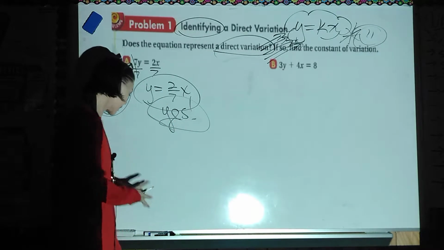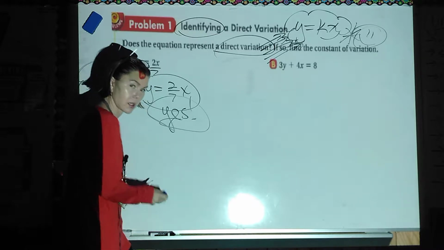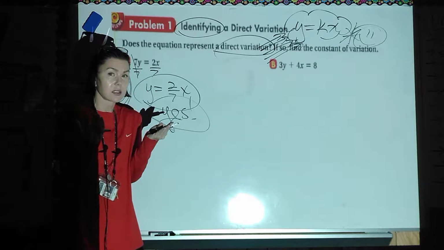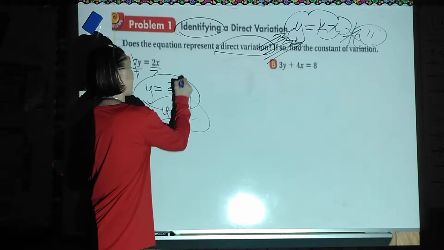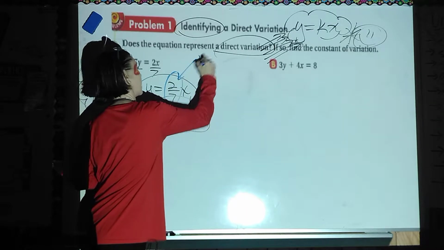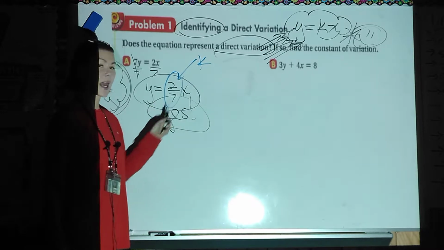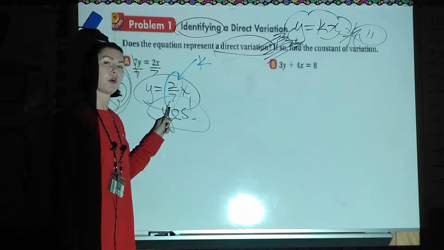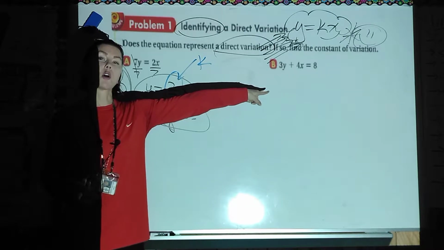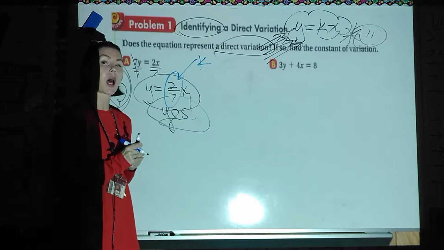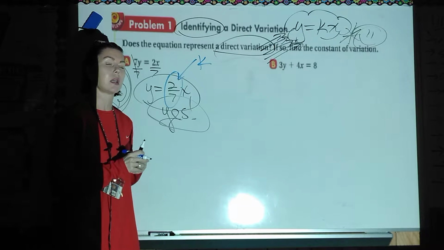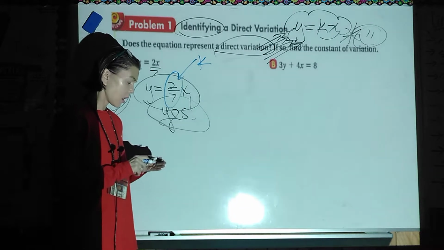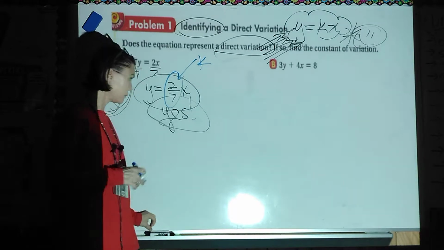And what is the constant, people? The constant is the k. It says, if so, find the constant of the variation. Well, y equals kx, so 2/7 is your constant. Pretty simple. Go ahead and solve for y in B, and you tell me if that is a direct variation. What is the only step we have to do?